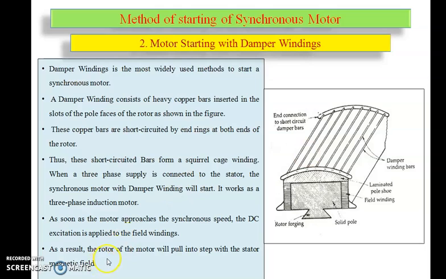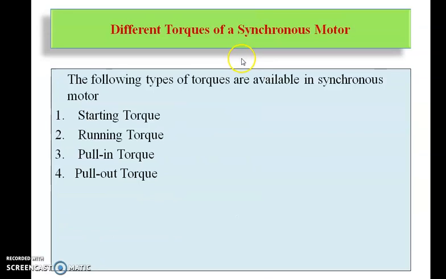As a result, the rotor of the motor will pull into step with the stator magnetic field. This is one of the most important and most widely used methods to start a synchronous motor, known as motor starting with a damper winding. So next we will see the different torques of a synchronous motor. The following types of torques are available in the synchronous motor. First, starting torque. Second, running torque. Third, pull in torque. Next, pull out torque. Different torques are there.